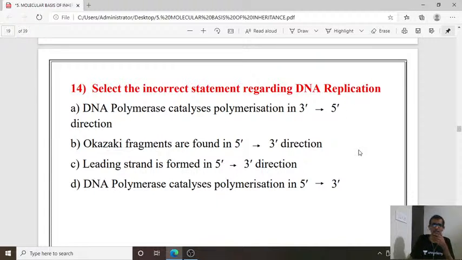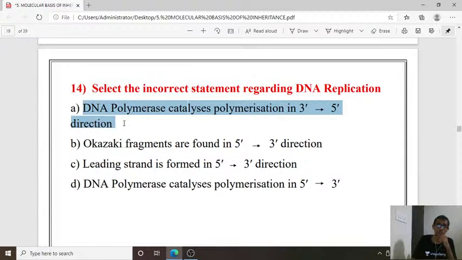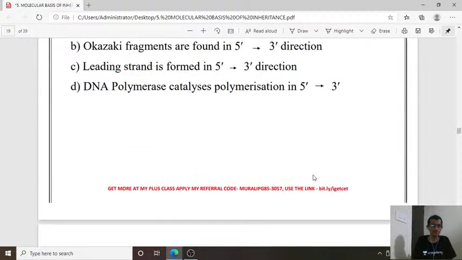Then the 14th one. Select the incorrect statement regarding DNA replication. For the 14th one, A is the incorrect one. DNA polymerase catalyzes polymerization in 3' to 5' direction. It is 5' to 3' direction. So that is the incorrect statement for the 14th one, isn't it? So the right answer is A for the 14th question.